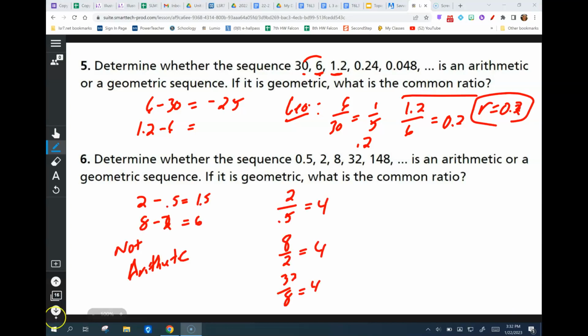Okay, try number 6. So we found out very quickly that it's not arithmetic because when we subtract, we get 1.5 and 6, so not arithmetic. But we also found out very quickly that when we divide 2 by 0.5 and 8 by 2 and 32 by 8, our common ratio was 4.